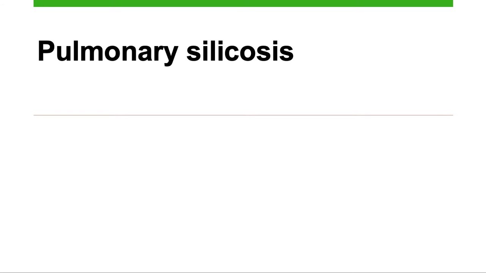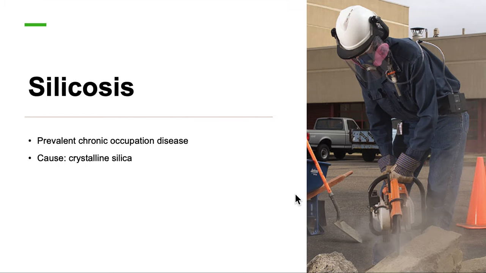The next condition that we will consider today is pulmonary silicosis. Silicosis is currently the most prevalent chronic occupational disease in the world. It is caused by inhalation of crystalline silica, mostly in occupational settings. Workers involved in sandblasting and hard rock mining are at particularly high risk.